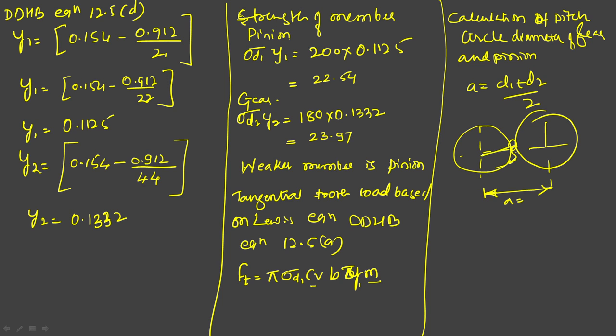Right. So now this is what? Pitch circle diameter of pinion. This is pitch circle diameter of gear. Now how are we going to get the distance here? This is R1. This is R2. So that can be written as D1 plus D2 divided by 2. Now let us look at the parameters here. So D1 and D2.